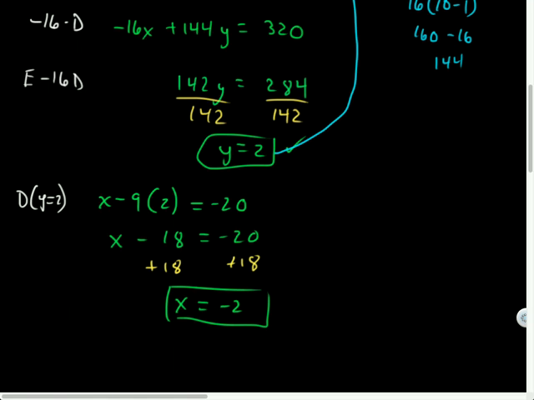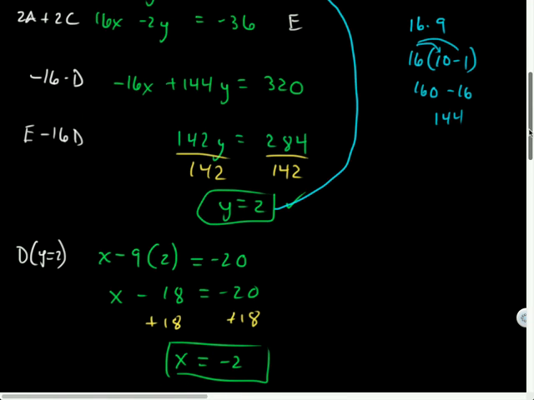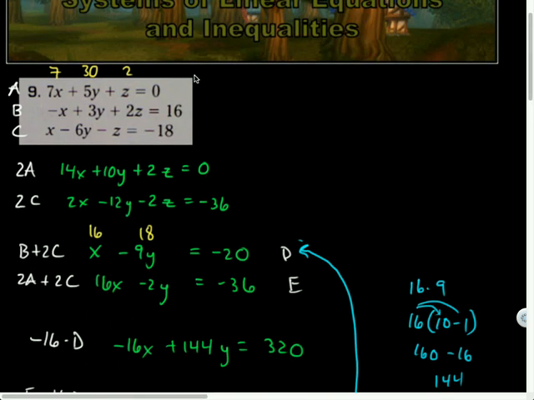And now what should I do to find z? Well, why wouldn't I plug it into D? Look at D again. Because there's no z in there. So I could plug it into A, B, or C. Heck, I could actually even plug it into 2A or 2C if I wanted. So I'm trying to find z. What do you think is the best one to plug it into?